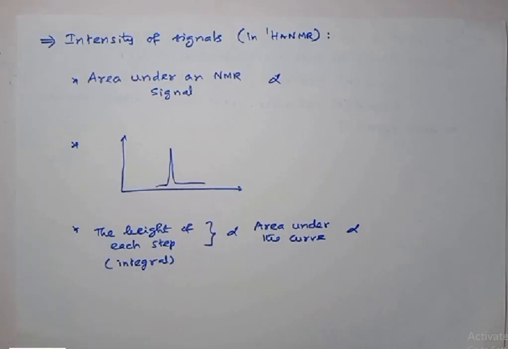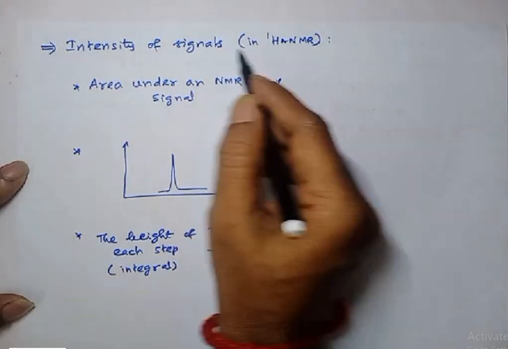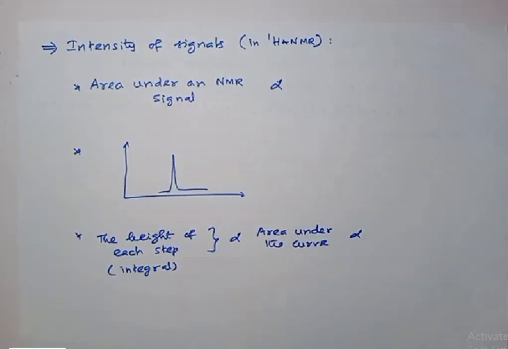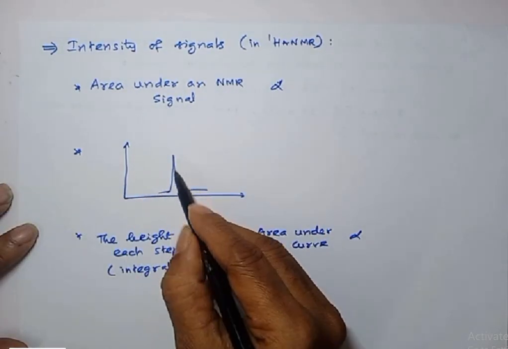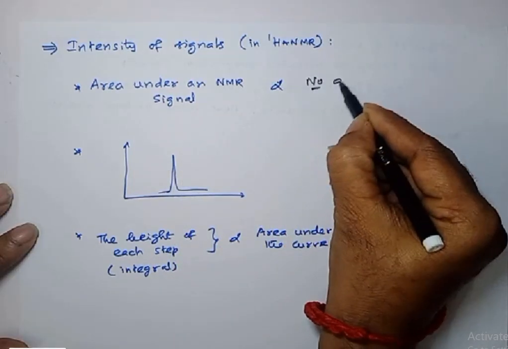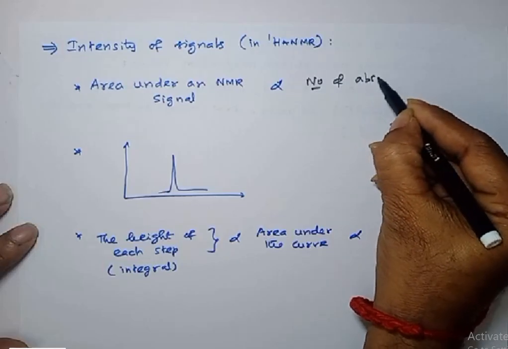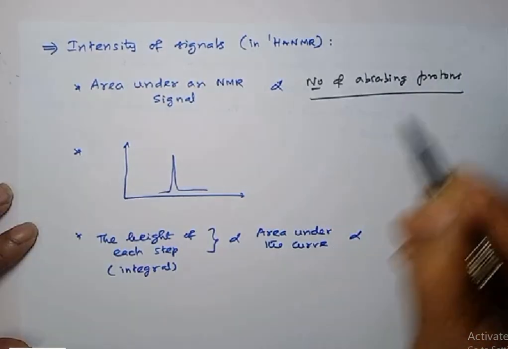Right, the next point under the basics of NMR is the intensity of signals. In proton NMR, what decides the intensity of signals? In NMR, we get one or more signals, right? And what decides the intensity of the signal? Listen carefully. The area under an NMR signal is directly proportional to the number of absorbing protons. Very important.